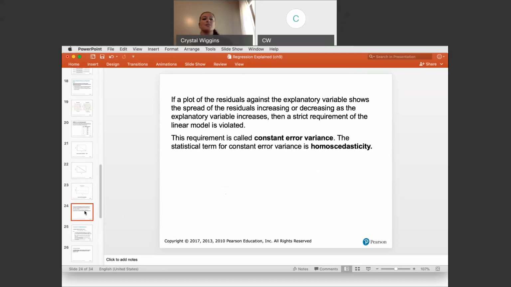If a plot of residuals against the explanatory variable shows the spread of the residuals increasing or decreasing as the explanatory variable increases, so essentially as you read left to right, then a strict requirement of a linear model is violated. This requirement is called constant error variance, which refers to whether the error is constant or not. Linear models are all about a constant slope. The statistical term for constant error variance is homoscedasticity.